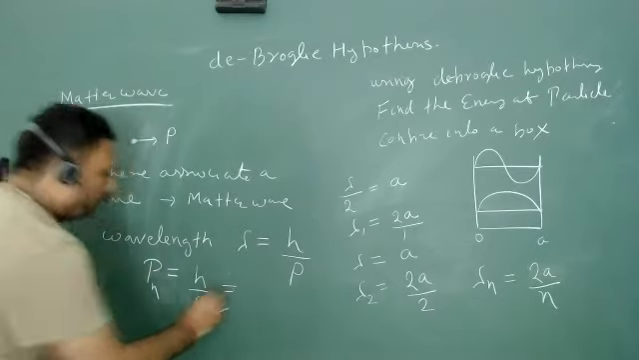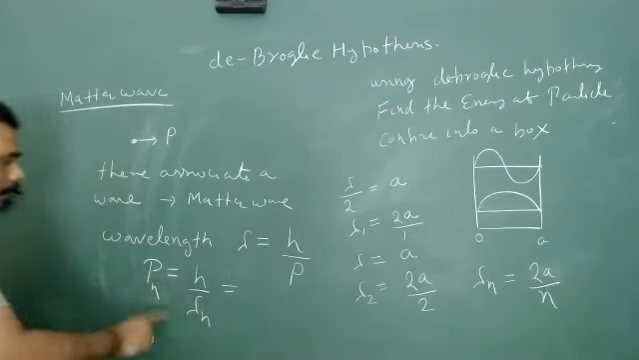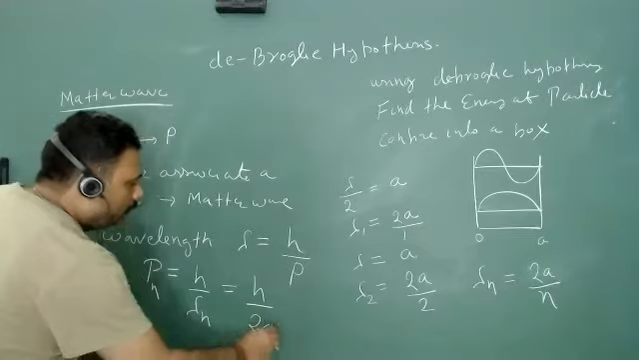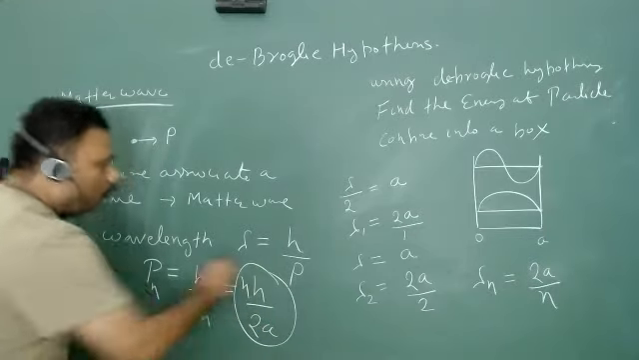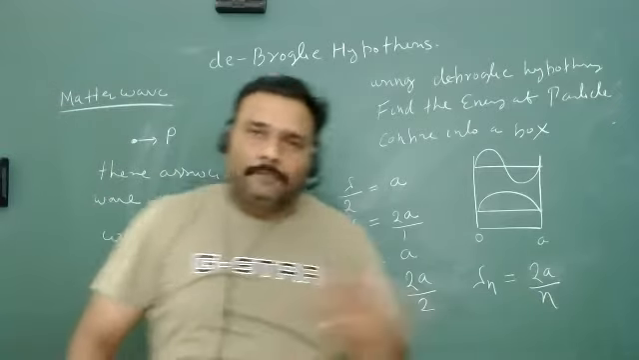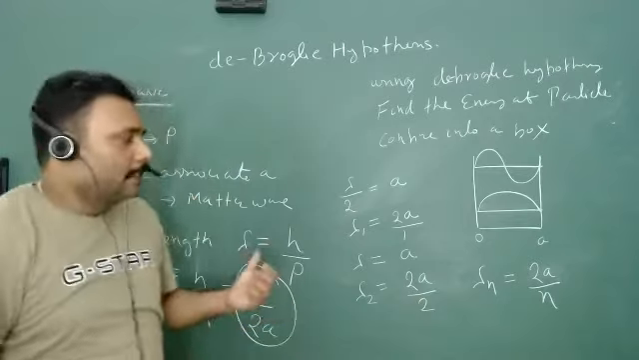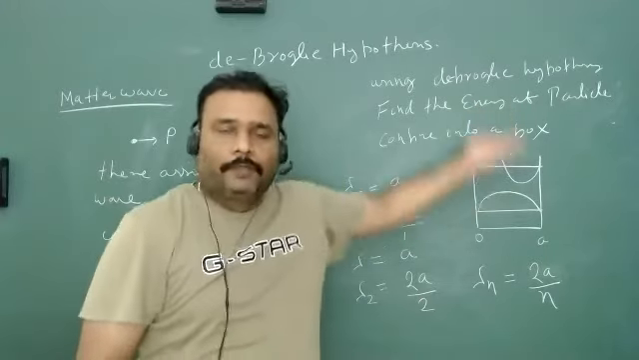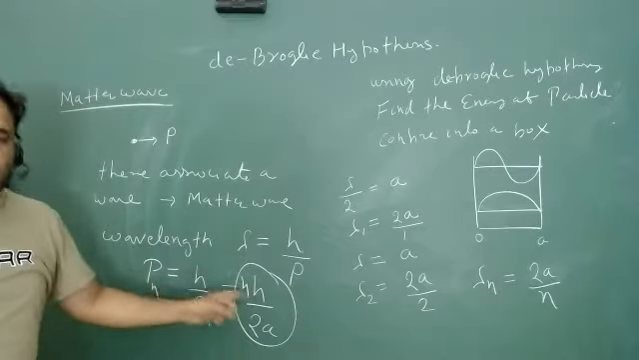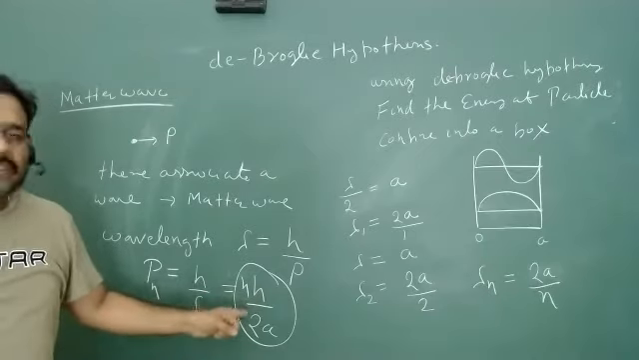And what is the possible momentum? If the particle is confined into a box, I can put lambda n as h upon 2a into n. So what are the possible momentum? The possible momentum for a particle is not all possible values as we have seen in classical mechanics. In classical mechanics, any momentum between 0 to infinity can be possible. So what you can find is that the momentum itself is discrete.